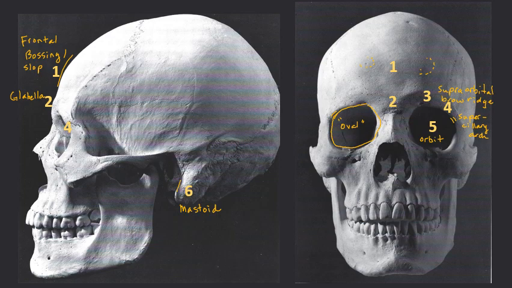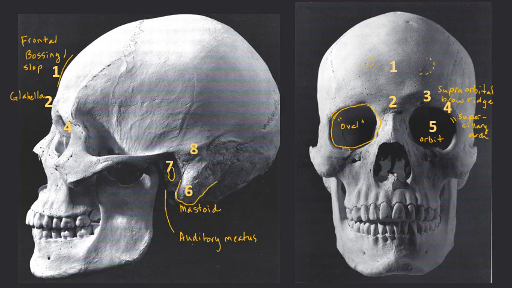Number six, this is our mastoid process. So the mastoid process right here, okay, and that's going to help us determine ancestry and sex of the individual. Number seven, okay, so the auditory meatus. Is it round or is it oval? And I pointed out that that would help us identify the ancestry of the individual in question.